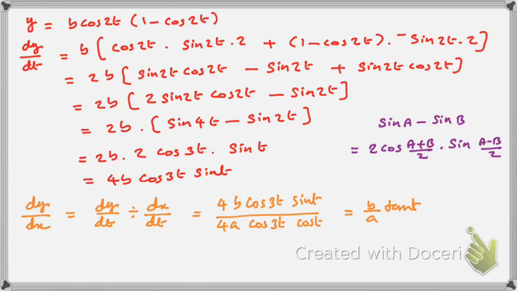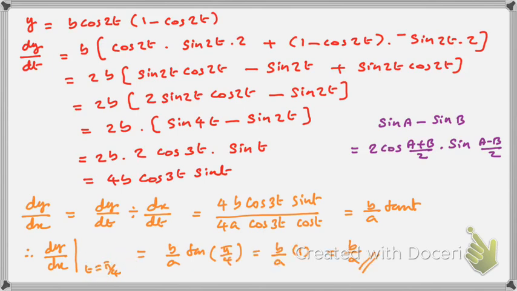But they wanted the value of dy by dx when t is equal to pi by 4. The parameter t is equal to pi by 4. So you replace t by pi by 4. So b by a into tan of pi by 4, which is b by a into 1, which is b by a. But we also have to find out d square y by dx square.